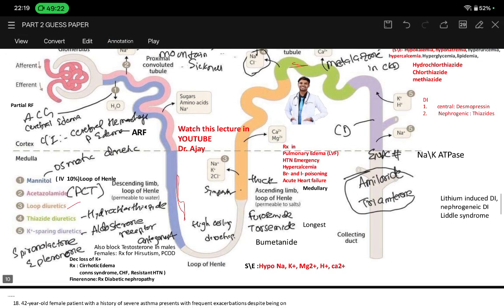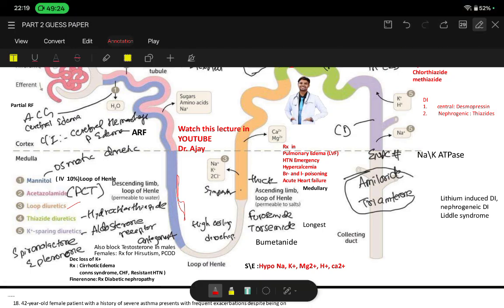See, loop diuretics are very important. Loop diuretics block the sodium, potassium, and 2-chloride symporter. Got it? Which is the longest acting one? It is torsemide. So first you have to know about this one: what is the mechanism of action of diuretics and what are the side effects?